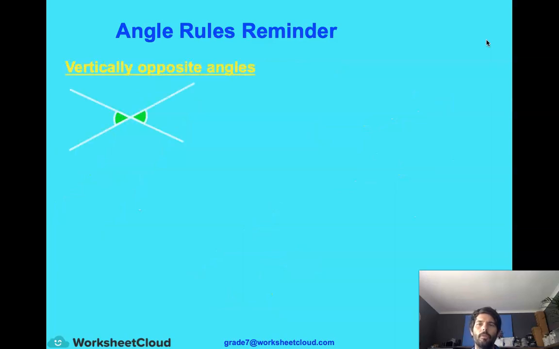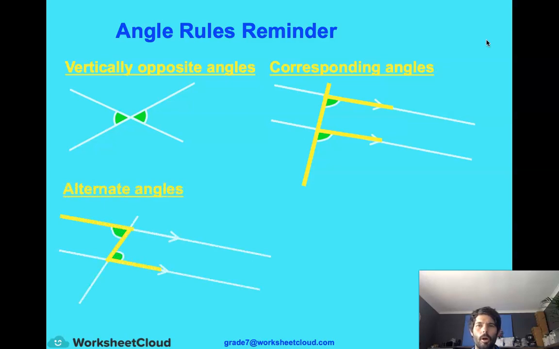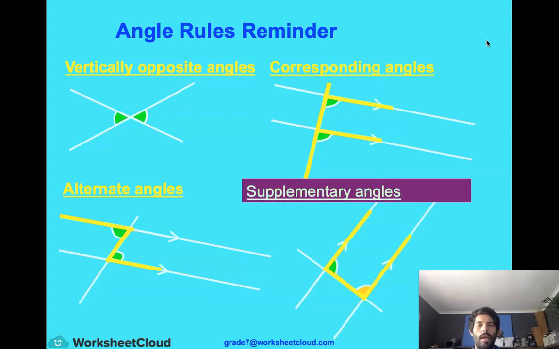Just a little recap and reminder before you work on some yourself. Vertically opposite angles are equal. Corresponding angles are equal because the arms are parallel. Alternate angles are equal because the arms are parallel. And remember, the angles are the armpit angles. Supplementary angles add up to 180 degrees, and they can be called co-interior angles or U angles. And let's not forget that angles on a straight line add up to 180.